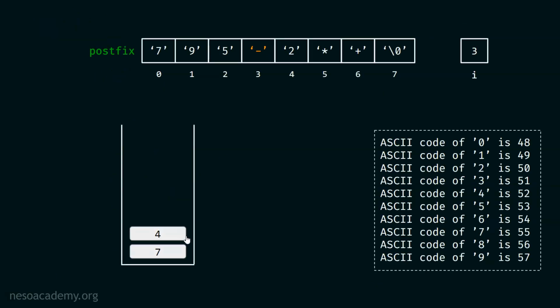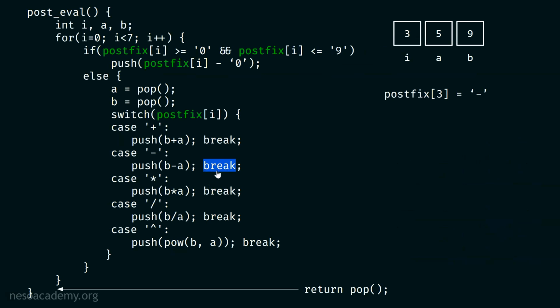Okay. Now, what's the next step? Next step is to break out of this switch case, which means we will land at this point, that is I plus plus. Let's increment the value of I by 1. This becomes 4. Condition is again satisfied. We will land at this line of code, that is if postfix of I is greater than or equal to character 0 and postfix of I is less than or equal to character 9, then we'll continue.